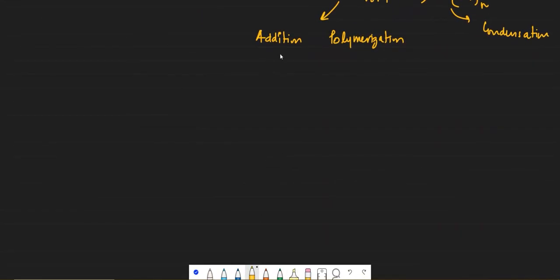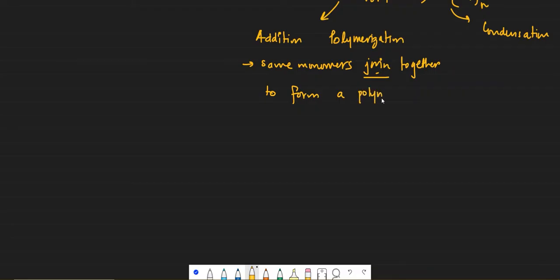Addition polymerization is when the same monomers join together to form a single product, that is a polymer. Remember, in addition reactions or in addition polymerization, there is only one product, only a single product formed.